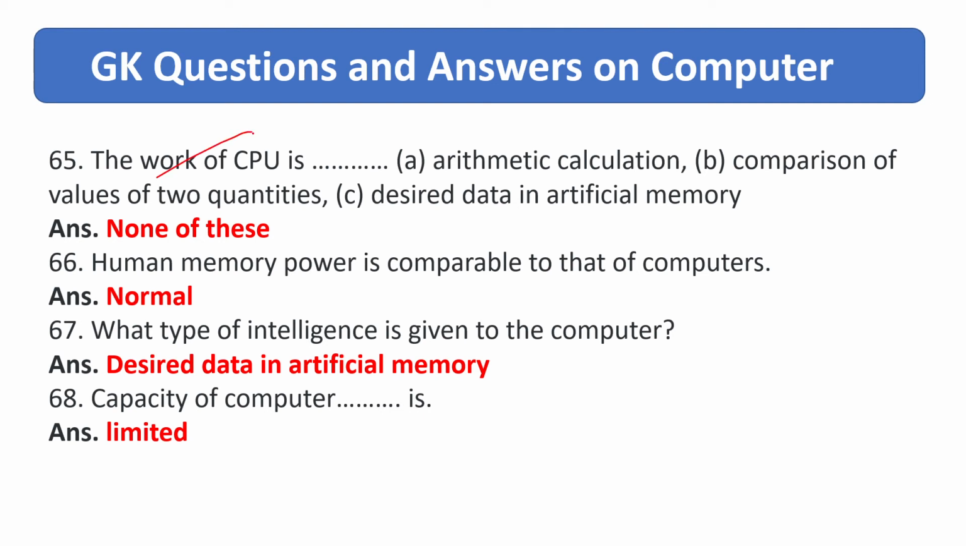The work of CPU. A arithmetic calculation, B comparison of the values to quantities, C desired data in artificial memory. Answer is none of these. Human memory power is comparable to that of computers. Answer is normal. What type of intelligence is given to the computer? Answer is desired data in artificial memory. Capacity of computer is? Answer is limited.